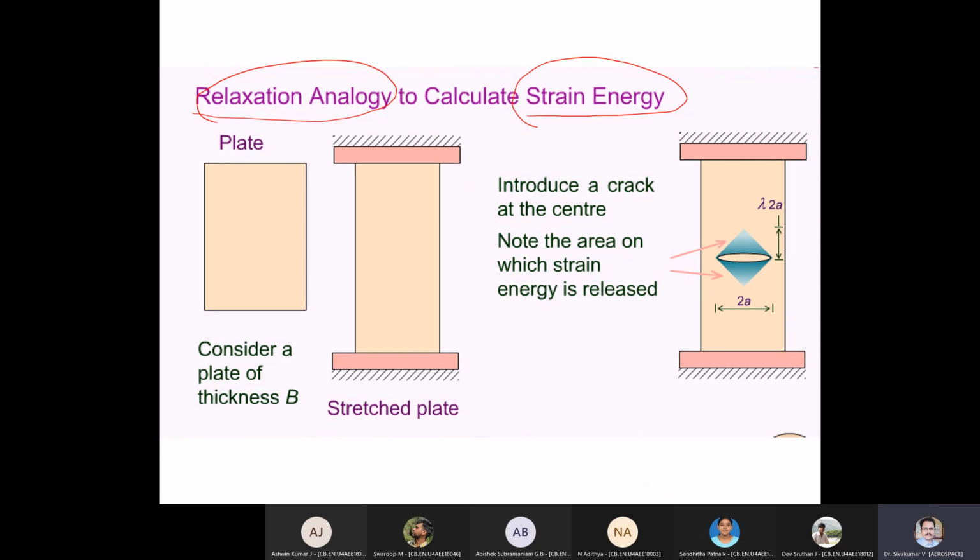Relaxation analogy. What is this? How to find strain energy from this? Let us see.